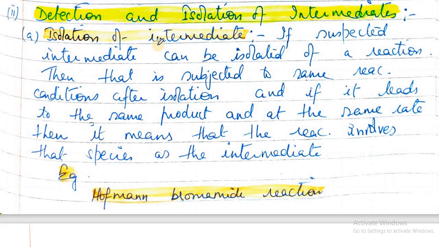So first is isolation of intermediate. If the suspected intermediate can be isolated, then it is isolated and subjected to the same reaction conditions. If it leads to the same product which must be formed from the original reactants, then that intermediate is chosen as an indication of the mechanism of a reaction.